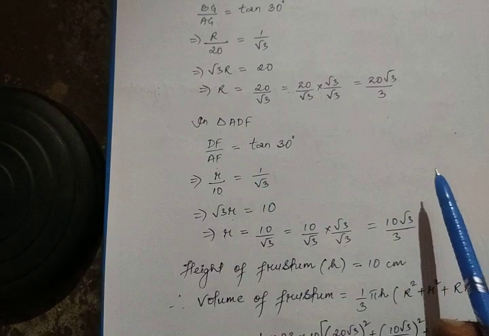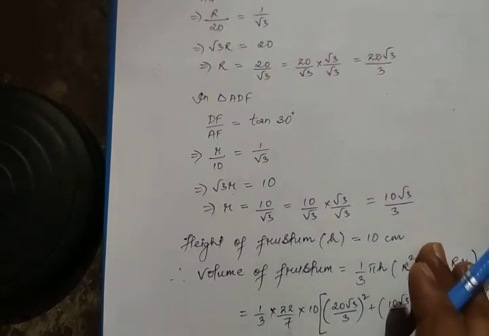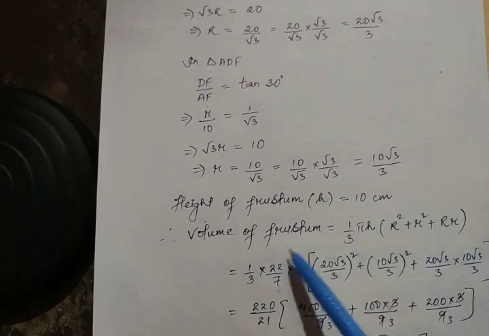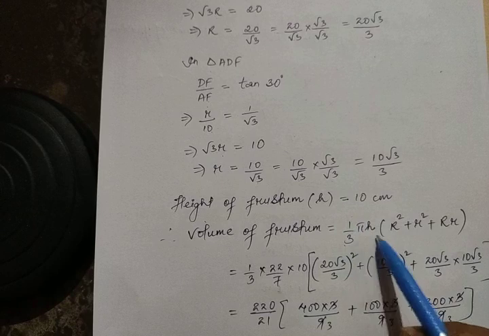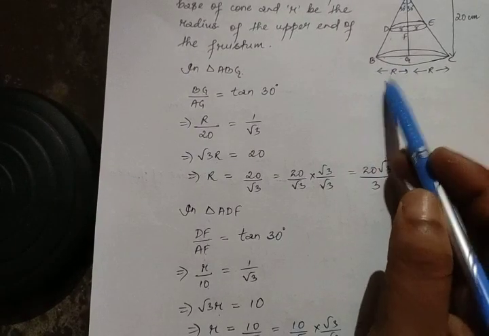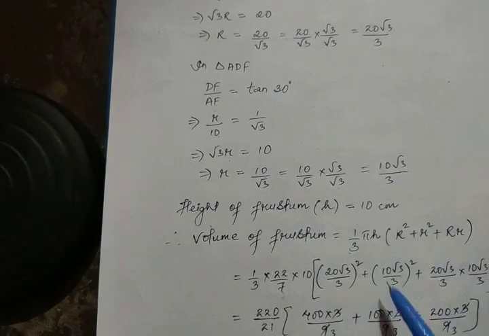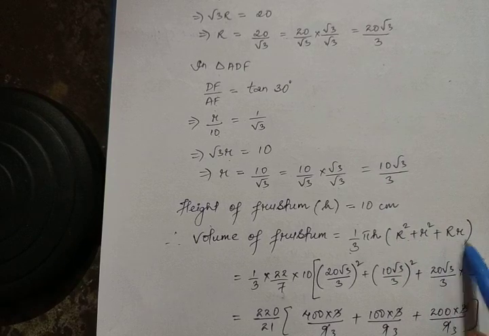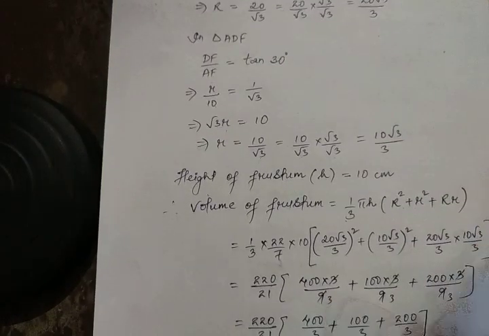So now you can find the volume of the frustum, right? And height is also given. Height of the frustum is given, 10 centimeters. So now let us find the volume of the frustum. This is the formula: 1 by 3 pi h. Here for the bigger end we have considered capital R, and for the smaller end we have considered small r. So we can write R square plus r square plus R into r. Okay, so now let us put the values.